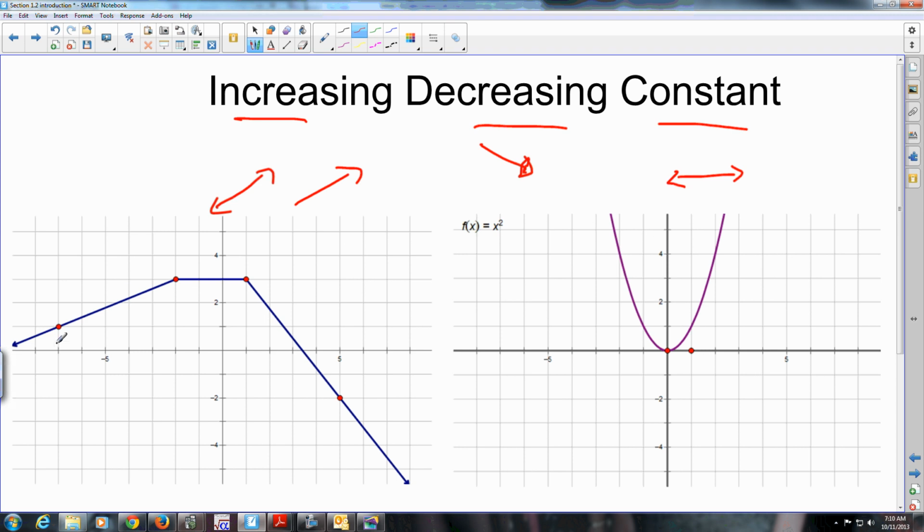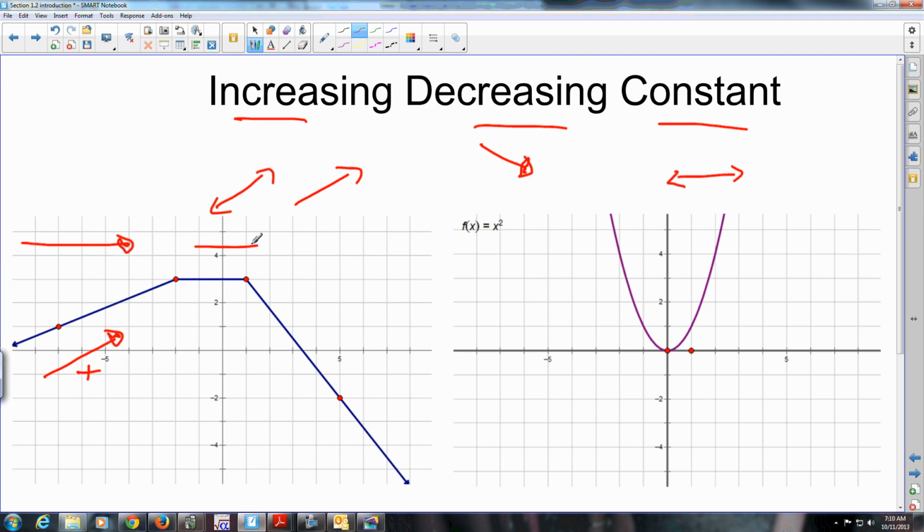Okay. Looking at this one, as you read from left to right, so you're reading it in this direction, this section is increasing. Think of it as any line that's going up to the right has a positive slope. So sections of a graph with a positive slope are increasing. This would be a slope of 0.